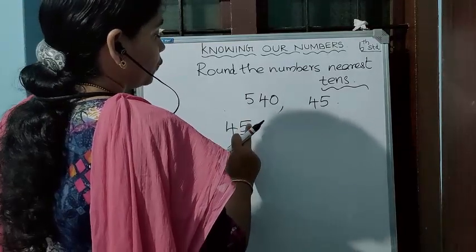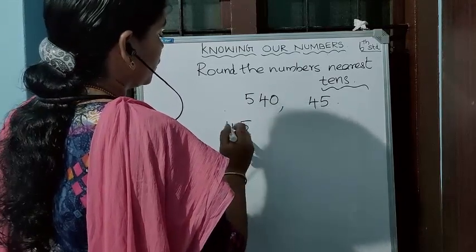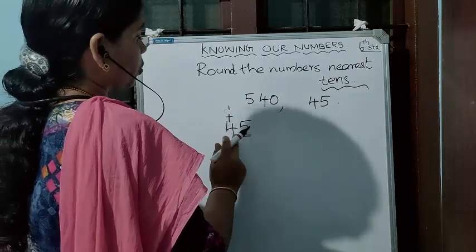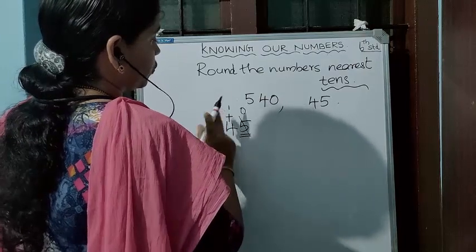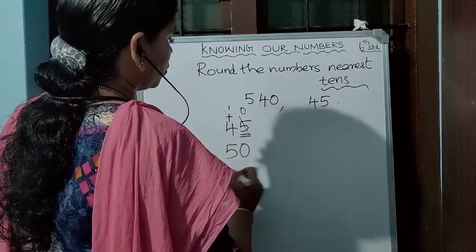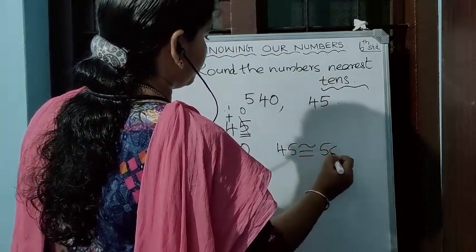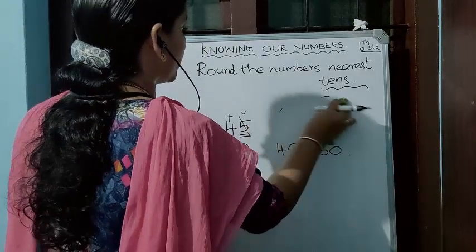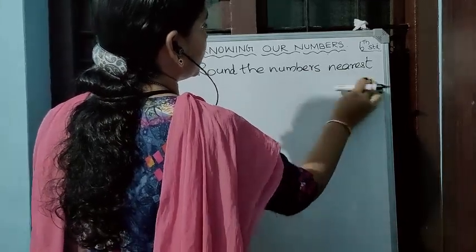If the ones place number is 5 or greater than 5, we add plus 1 to the tens place number, and the ones place becomes 0. What is 4 plus 1? 4 plus 1 is 5, and write down 0. So, 45 is approximate to 50. Clear? Next we are going to round the numbers to the nearest 100.